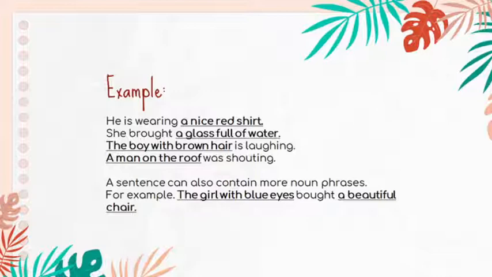So yeah, a sentence can also contain more than one noun phrase. For example, the girl with blue eyes bought a beautiful chair. In the sentence, the girl with blue eyes and a beautiful chair are noun phrases.